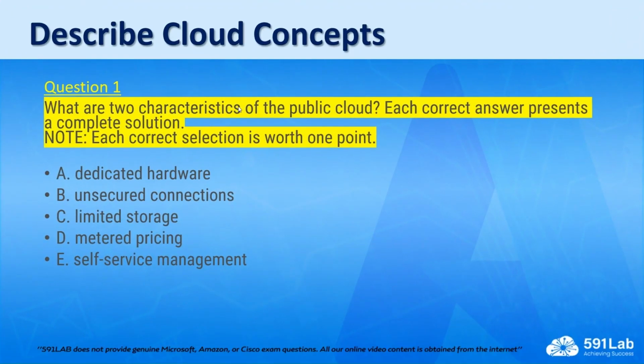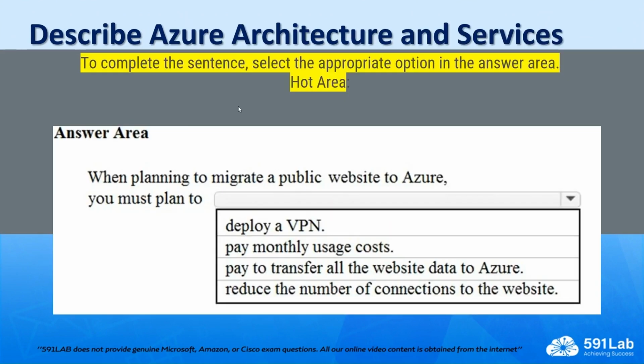Let's proceed to the next question. This particular question needs you to plan and understand what are the various services or resources that are being provided by the Azure cloud. So it's setting to complete this sentence. To complete the sentence, select the appropriate option in the answer area. So the answer area is, when planning to migrate a public website to Azure, you must plan to dash. So deploy a VPN, pay monthly usage cost, pay to transfer all the website data to Azure, reduce the number of connections to the website.